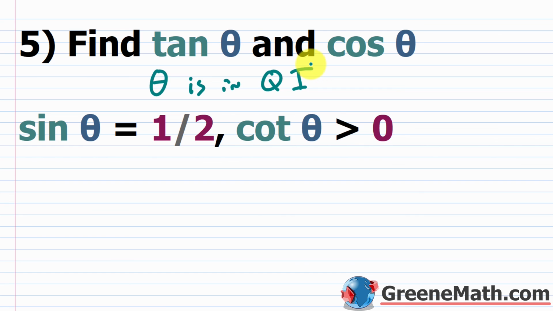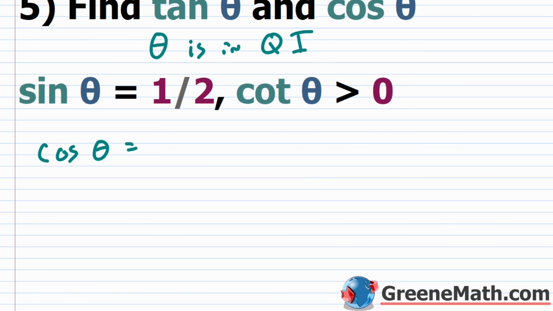So we can say that theta is in quadrant 1, so all the x values are positive and all the y values are positive. What I'm going to do is first find the cosine of theta, and then I'll use that to figure out the tangent of theta. Again, there's tons of ways you can figure this out, but that's just what I'm going to do. And we're going to start with sine squared theta plus cosine squared theta is equal to 1.